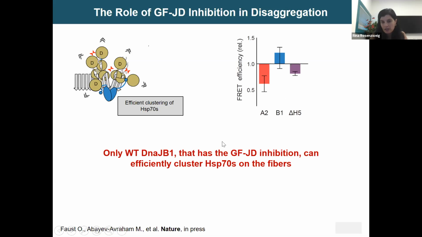So we think now that this GF inhibition, this regulatory mechanism, is actually needed to efficiently cluster HSP70s on the fibers. And we think the reason for that is this architecture of DNAJB1 and the fact that HSP70s first have to bind to CTD1 really close to the fiber wall in order to engage the fibers by being activated by binding to the J domain.